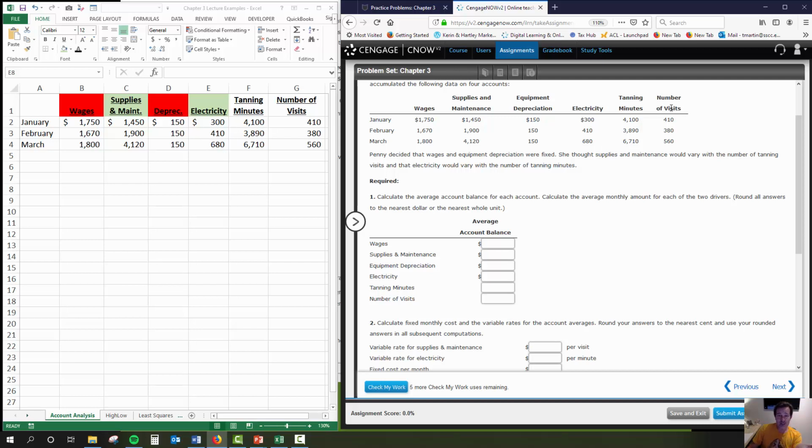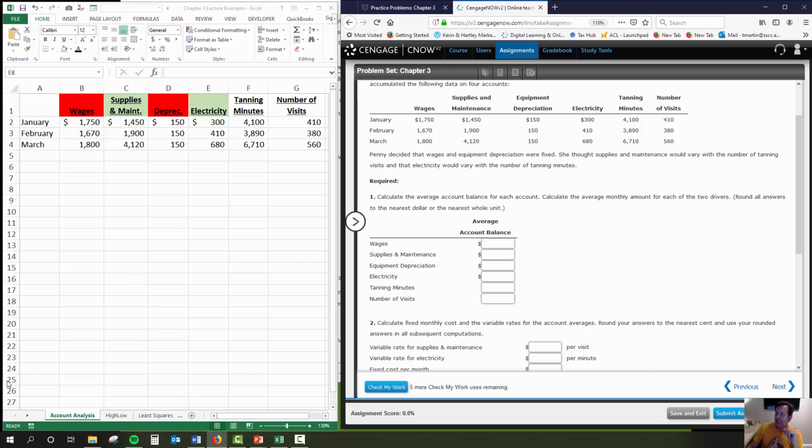She's got number of visits. The more people that come in to the tanning salon, the more they have to maintain and clean and use supplies like wet wipes to wipe everything down and sanitize. So she's got two drivers. Those are the items that are driving the cost that are involved in this enterprise.